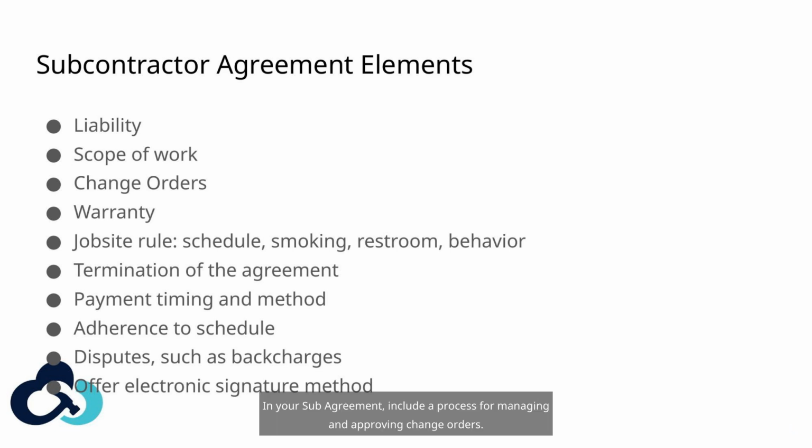In your sub-agreement, include a process for managing and approving change orders. There's nothing worse than a sub who's moved forward completing a change order only to find out it wasn't yet approved and then payment is in jeopardy. Outline exactly when a sub can move forward on a change order and what constitutes an approved change order.